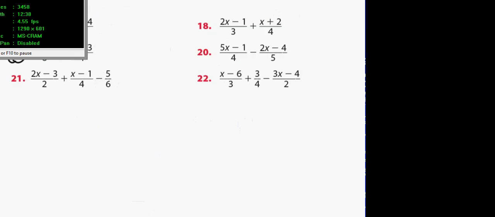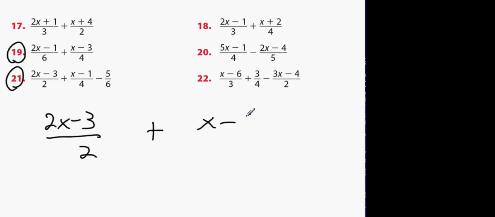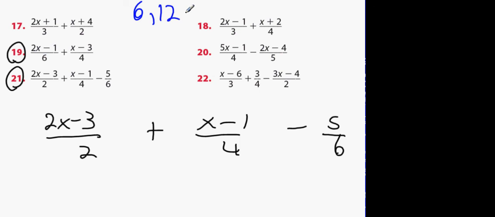Number 21. Right, 2x minus 3 over 2 plus x minus 1 all over 4 minus 5 sixths. Now what I need you to do in this question is we pick the biggest number. What's the biggest number? Go up in sixes until 2 and 4 have a number that they'll divide into. Will 4 divide into 6? No. Will it divide into 12? Change them all into 12s.